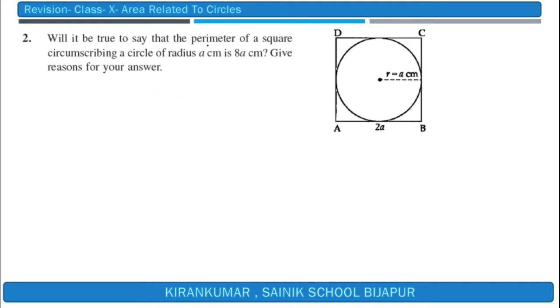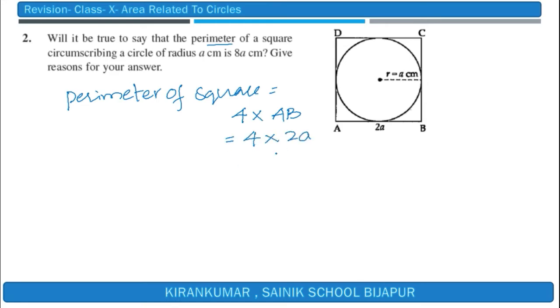Since the question is related to the perimeter of square, let me find out the perimeter of the square. Perimeter of square is given by 4 times the side. Since I have named it as ABCD, I'll take 4 times AB. So it is 4 times 2a, which is 8a centimeter. So the given statement is a true statement.